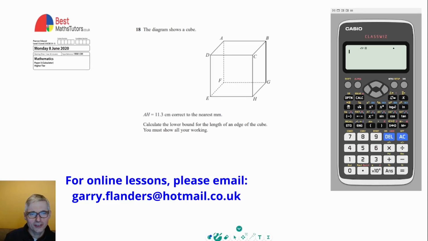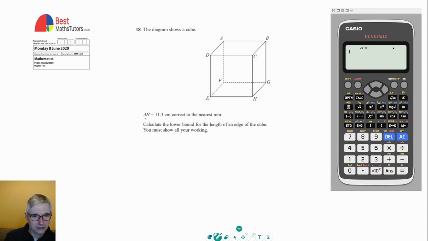This is question 18 and it's a question involving 3D Pythagoras and also upper and lower bounds. It says that the diagram here shows a cube and we're given that AH is equal to 11.3 centimeters, correct to the nearest millimeter. So AH is actually this distance going from the corner A to the corner H. We've got to work out the lower bound for the length of the edge of the cube.